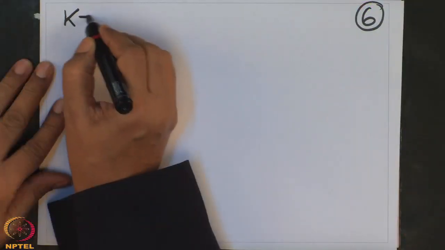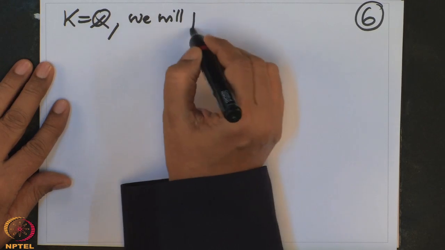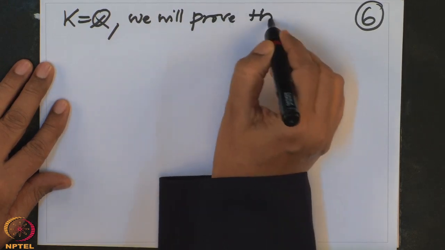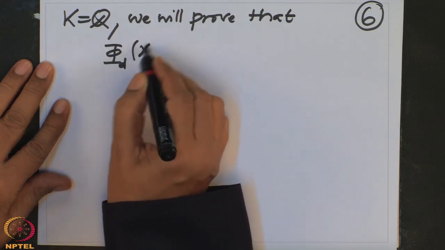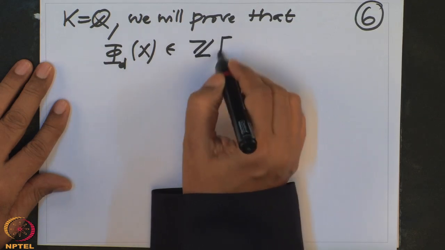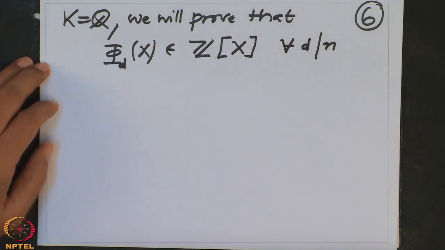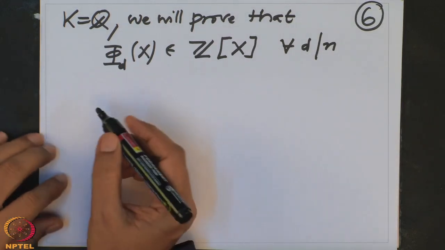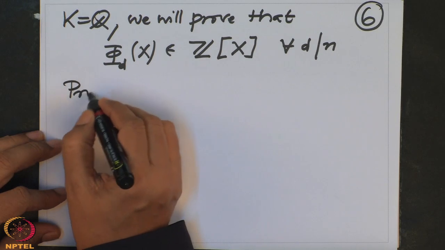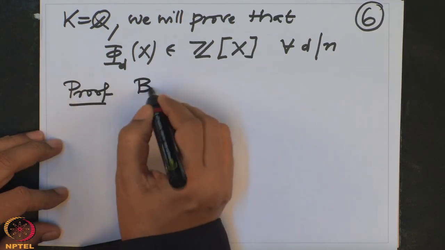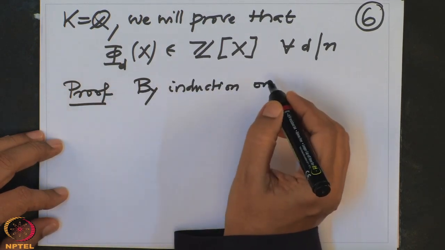So when K equals Q, we will prove that phi d of x is actually a polynomial over Z for every d divisor of n. This is what I want to prove, and I am going to prove it by induction on d. The proof by induction on d.